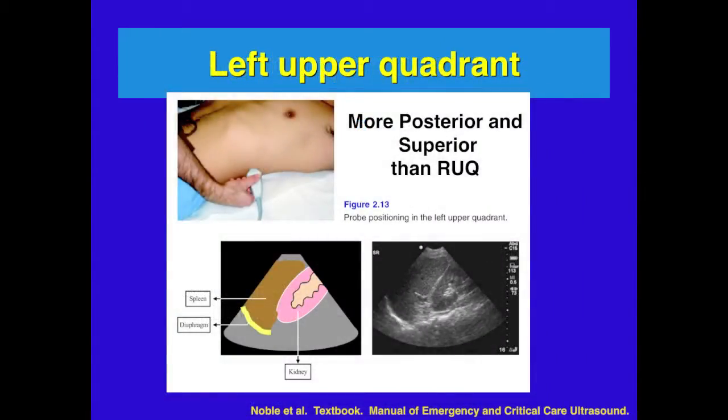Now back to the left upper quadrant. Typically, what I tell students is that left upper quadrant is more posterior and more superior than the right upper quadrant. The views are similar, where you can see the kidney, the spleen, the diaphragm, and what you're looking for is fluid between the spleen and the kidney, just like you did on the right upper quadrant.